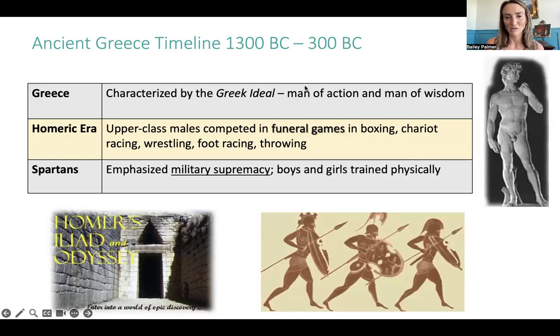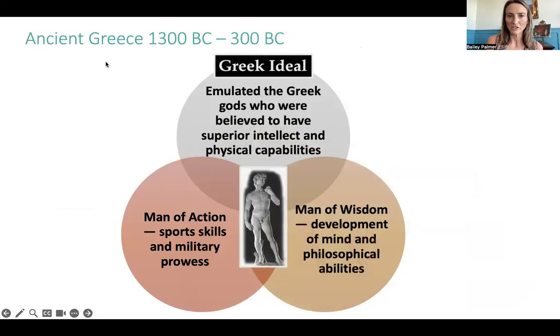What you need to know about the Spartans is they had a very strong military front. They valued military supremacy, where both men and women trained physically. So let's first discuss the Greek ideal. What these Greeks were trying to do is emulate a Greek god. And if you are familiar with Greek gods, they are considered to be part man, part god.